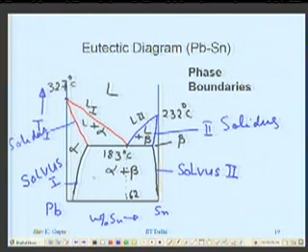Well, in complex diagrams we shall see more of these. And this temperature line, constant temperature line, 183 degrees centigrade, we shall see in the next class.